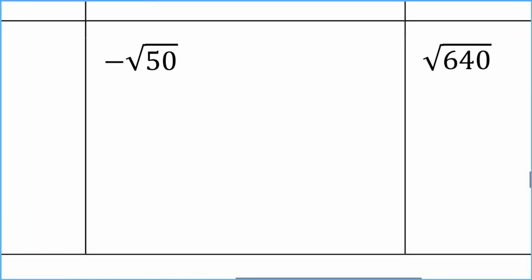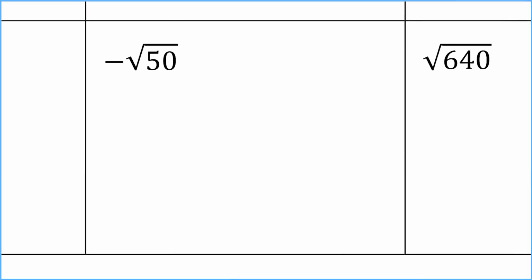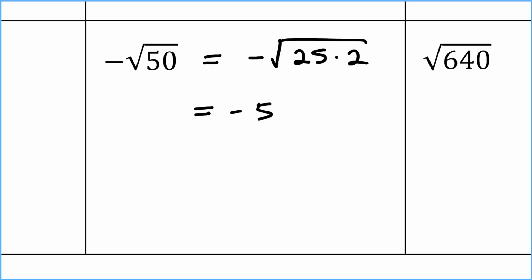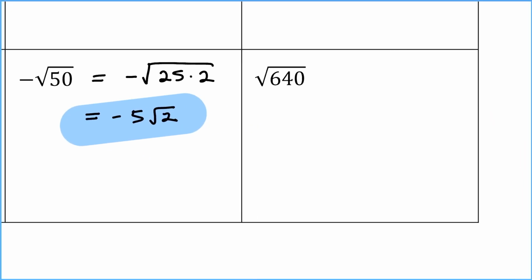All right, negative root 50. Whoa, come back to me right here. Here we go. All right. 50 is 25 times 2. And so you end up with negative 5 root 2. 640. My goodness. Oh, 64. Right? There you go. Don't overthink that. That would be 64 times 10. So 8 root 10.